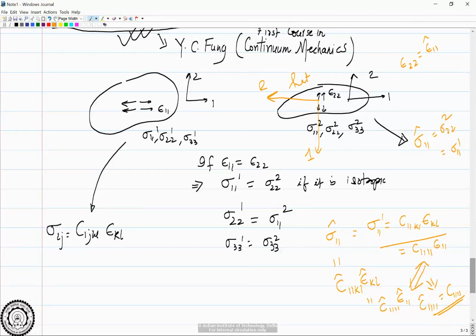Yeah, so you have to apply a deformation. Just now we don't know what exact deformation we'll apply, but that is not the point here. Just think of applying a deformation such that in the first case you just have epsilon 11 at a point, whereas in the second case you only have epsilon 22 at the same point. Now what deformation it will be, that we are not bothered about. We just want that somehow you have epsilon 11 at a point, and in the second case you have epsilon 22 at the same point.